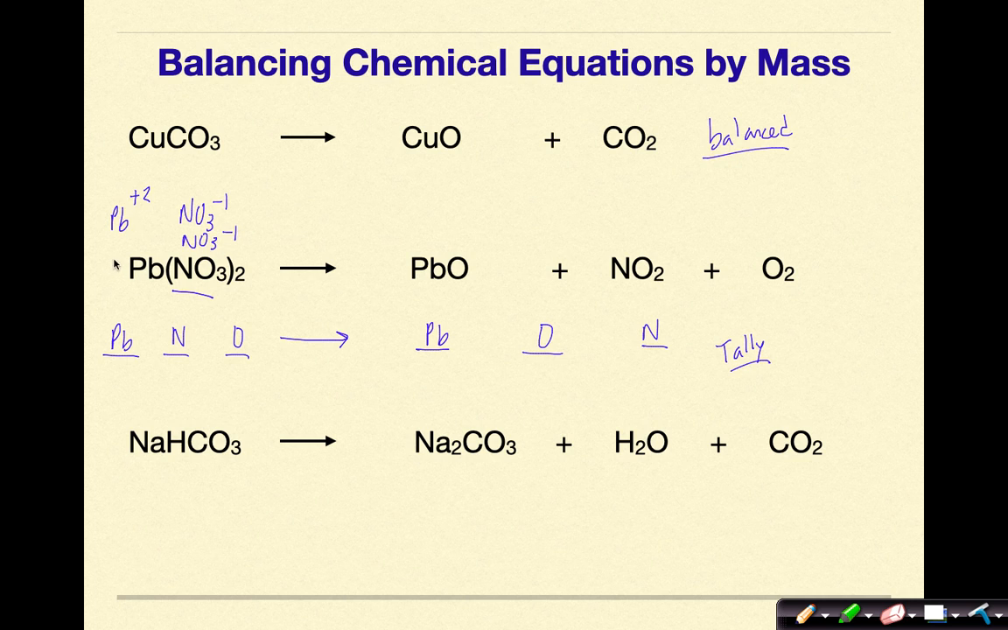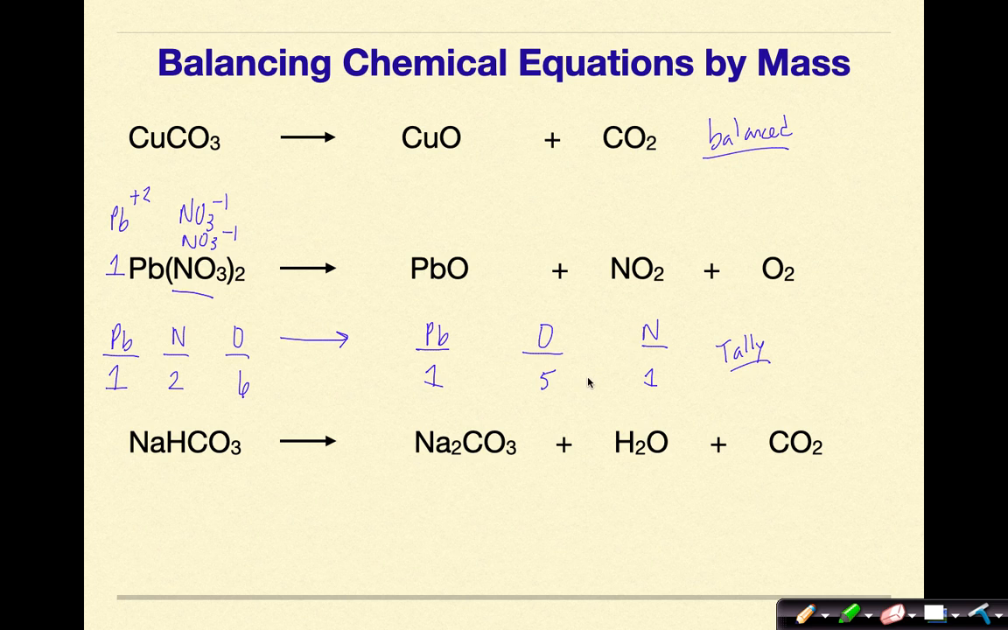Therefore, if the coefficient is assumed to be 1 initially, I have 1 lead, 2 nitrogens, 6 oxygens. And the picture method for breaking down the component parts of a chemical formula can be helpful to us when writing these initial amounts in our tally. On the right side, I have 1 lead, and then 1 plus 2, or 5 total oxygens on the right side, and 1 total nitrogen.